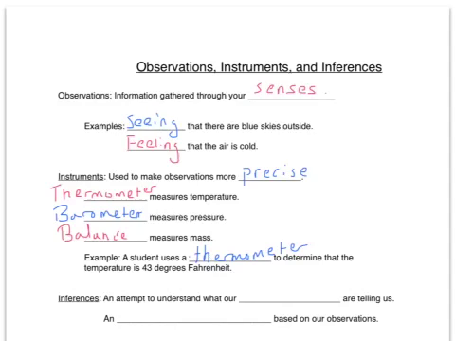See how it's a lot more precise? Up above we said an observation is feeling that the air is cold. But that's very subjective. How cold is it? We don't know. But if you measure it with a thermometer, you know that it's exactly 43 degrees. So you know a lot more precise information about it when we use our instrument.